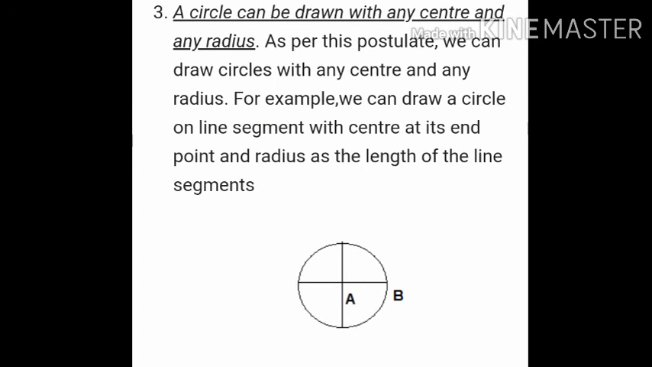Third postulate: a circle can be drawn with any center and any radius. As per this postulate, we can draw circles with any center and any radius. For example, we can draw a circle on a line segment with the center at its endpoint and radius as the length of the line segment.